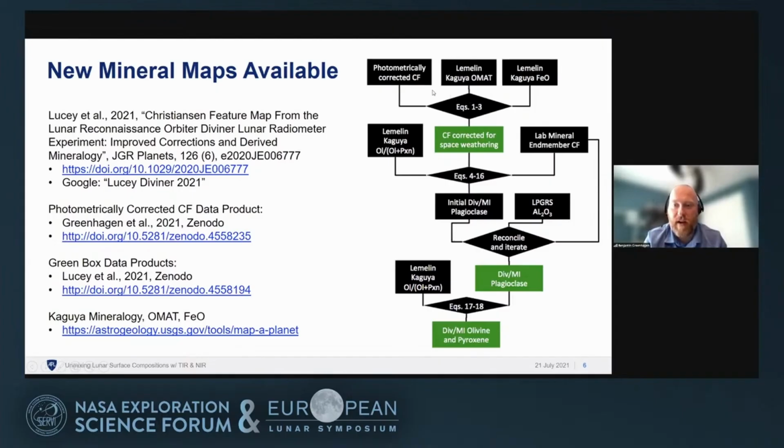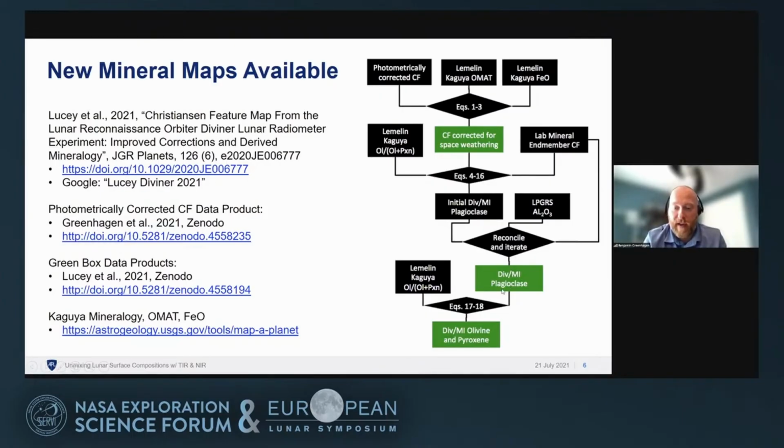The first one is to take our Christiansen feature values and correct for space weathering effects. That's the top part here. After we do that, we use a series of equations to combine the Kaguya multiband imager existing mineral abundances and the laboratory endmember values to produce a new plagioclase abundance map that I just showed. This is then iterated with Lunar Prospector GRS to validate it and stretch it so that the units are accurate.